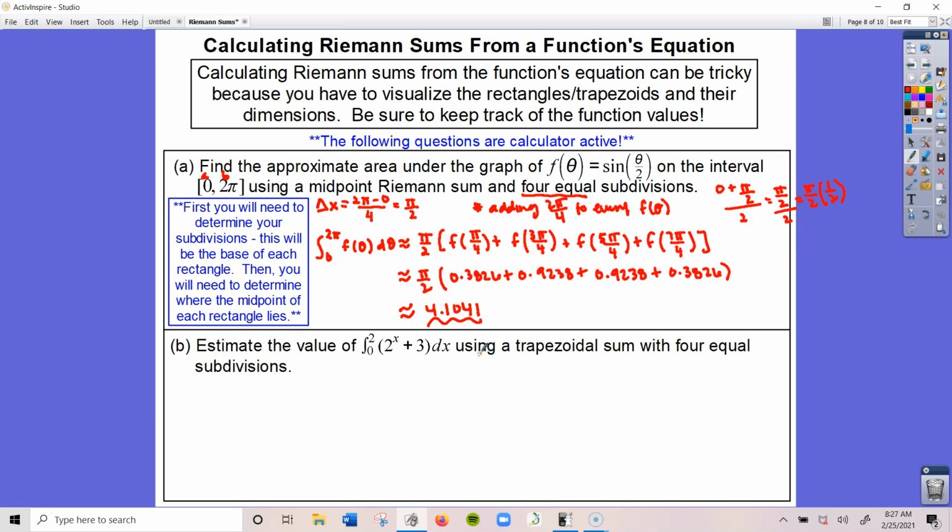Now, let's look at this next example. Estimate the value of the integral from 0 to 2 of 2 to the x plus 3 dx using a trapezoidal sum with 4 equal subdivisions. So again, I need to know what my change in x is.